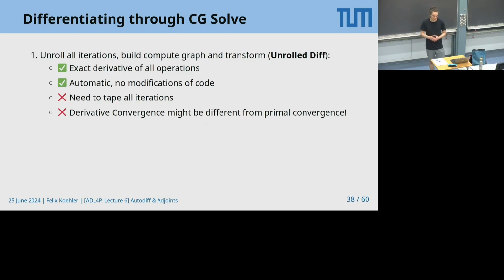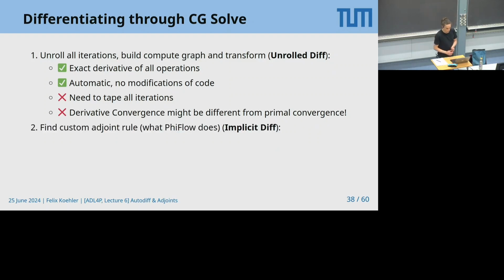So the alternative is, again, we introduce another level of abstraction into our Autodiff. Instead of unrolling the CG, we say, well, the CG solve is a black box. So we derive a custom reverse rule, or if we did forward mode, a custom forward rule. But again, let's focus on the reverse rule. So we find a custom adjoint rule. And this is also what Phi-Flow does, by the way. So it nicely takes that burden away from you. And this, in terms of Autodiff, is called implicit differentiation. And the advantage is that it can be faster, and it's oftentimes the preferred way to differentiate over linear solvers.